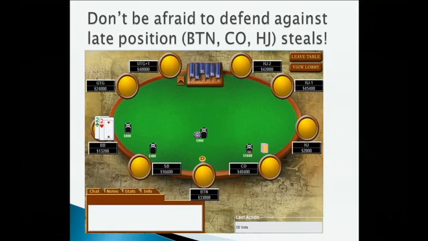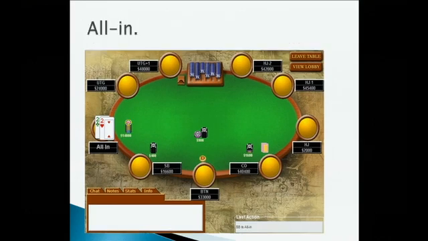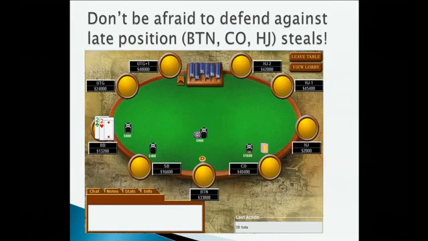Here's an example where someone in late position raises and you have a pocket pair. You can go all in, and this is pretty good because you do pretty well against their range that calls you. So this is a pretty good play often.